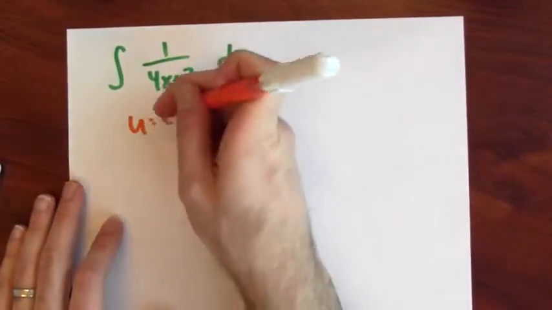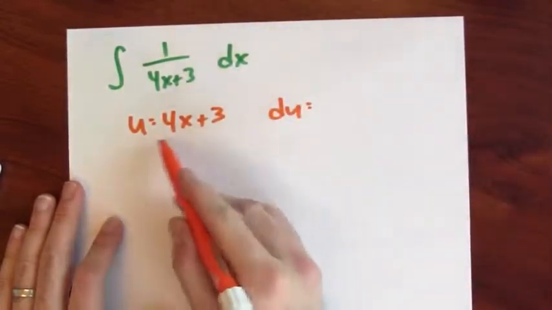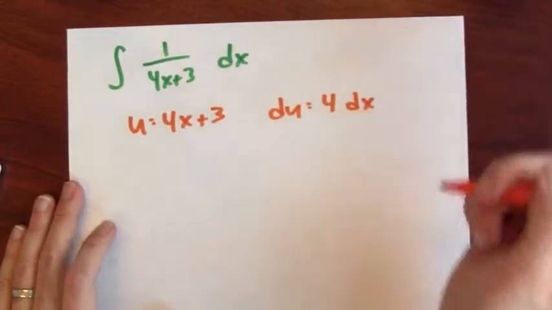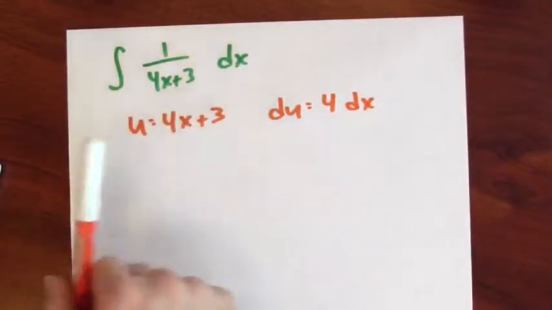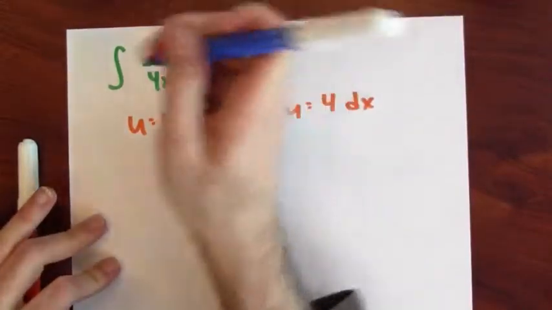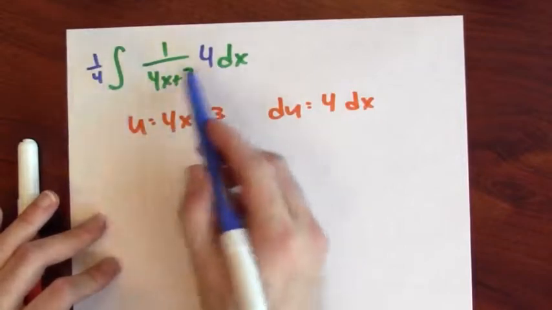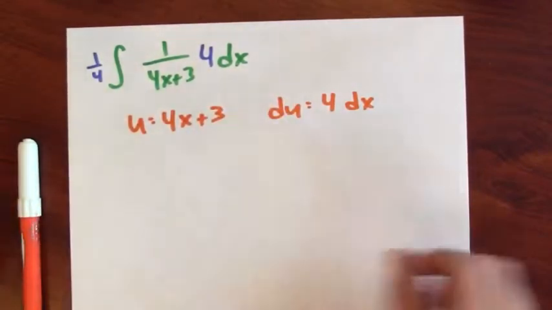I'll set u equal 4x plus 3, so that du is, what's the derivative of this? It's just 4, and then the differential of u is 4 dx. Now, I don't see a 4 dx in my integrand here, but I can manufacture a 4 dx if I multiply by 1/4 and 4. That's like doing nothing, right? Those cancel, but now I've got a 4 dx in my integrand.